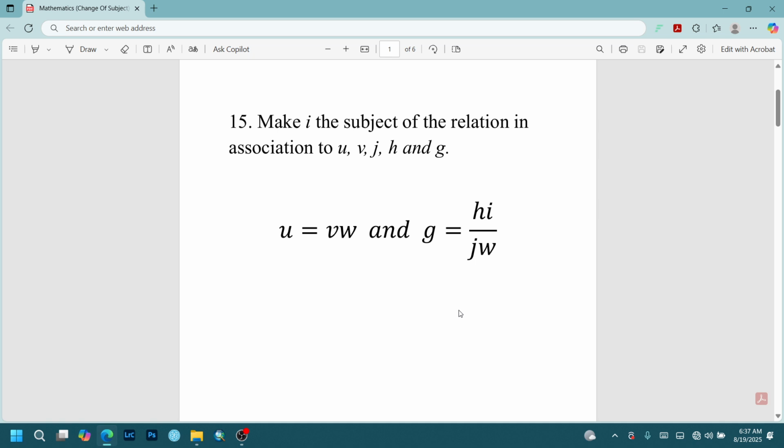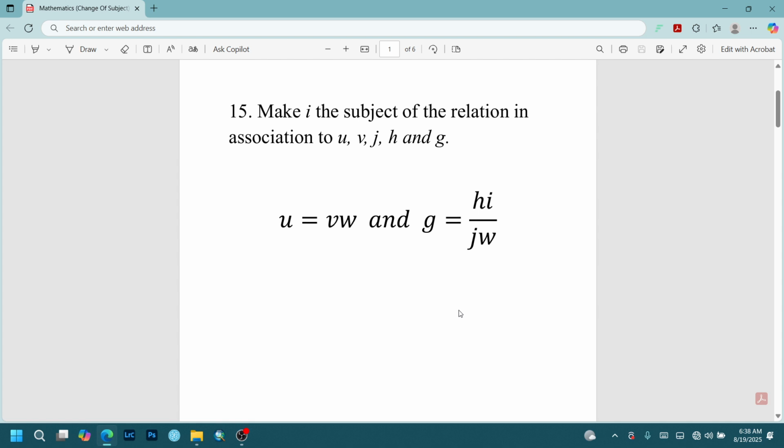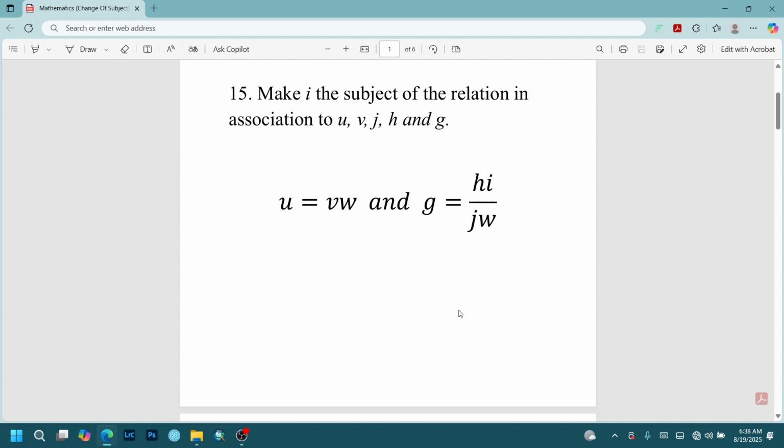This is series 15, right? Make I the subject of the relation in association to U, then J, H, and J, right? So our given equation is U equals VW and J equals HI over JW, right? The fraction HI over JW.